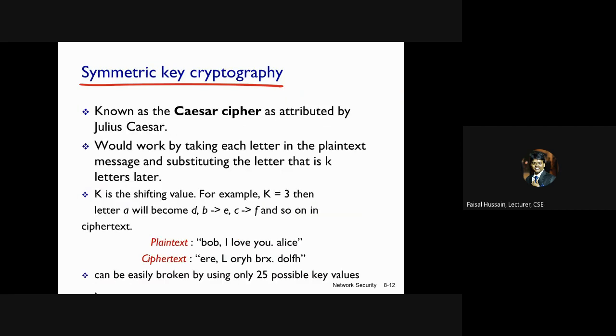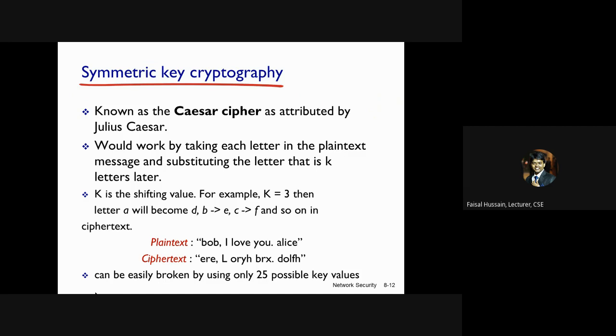So let's start with symmetric key cryptography. The first example is the Caesar cipher, which is attributed to Julius Caesar. I think he is a king, but I forgot the history. You can check out the history. The history is not the focus of our syllabus, but we need to know how the encryption process works.